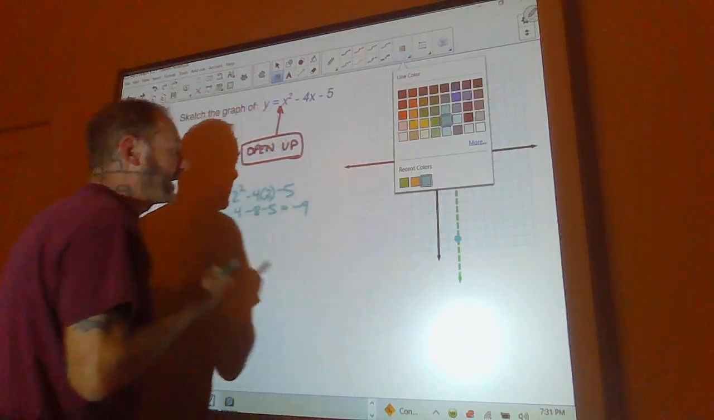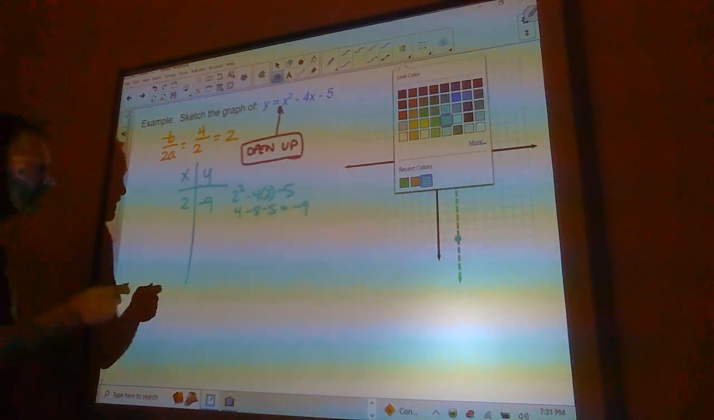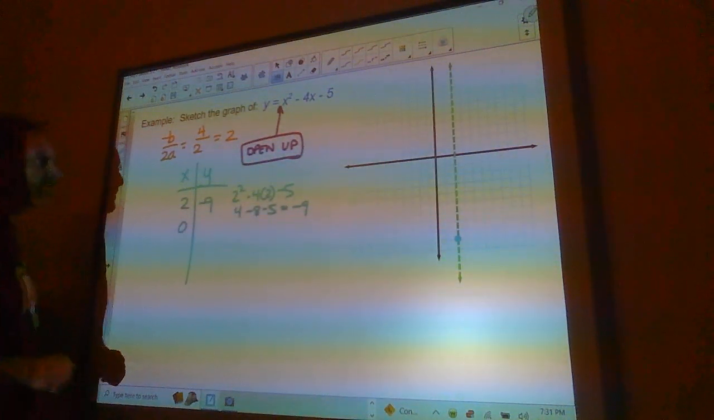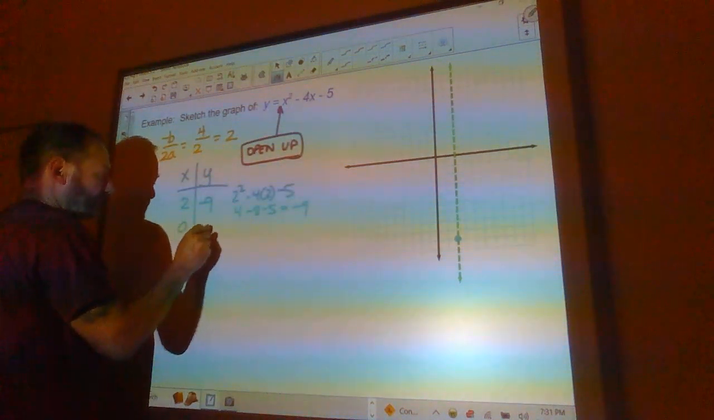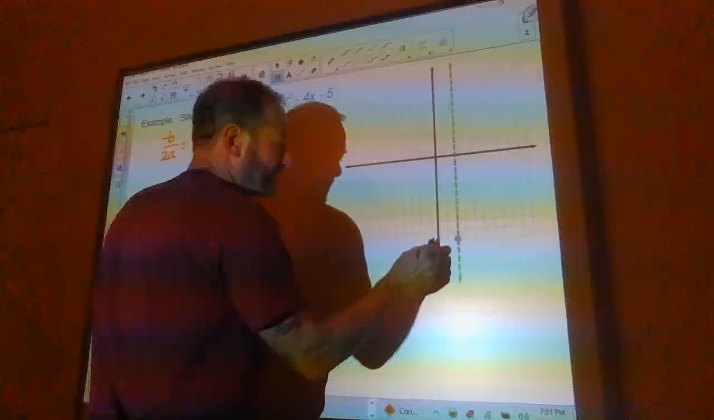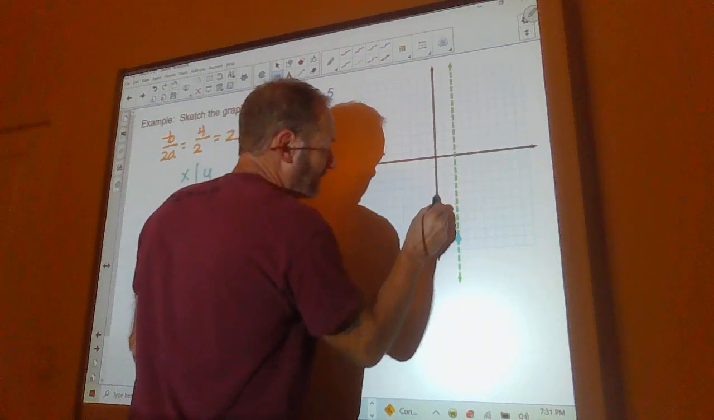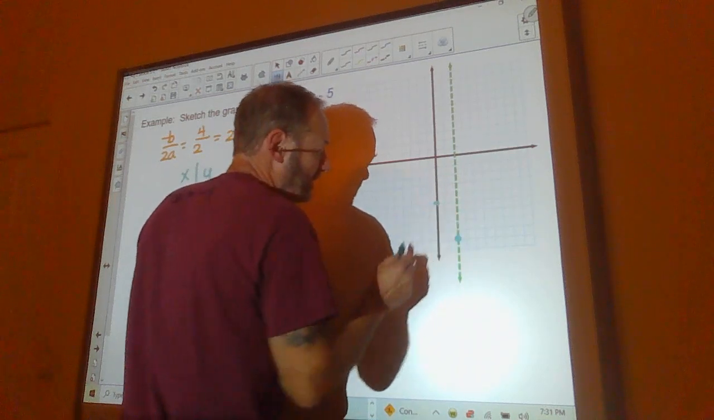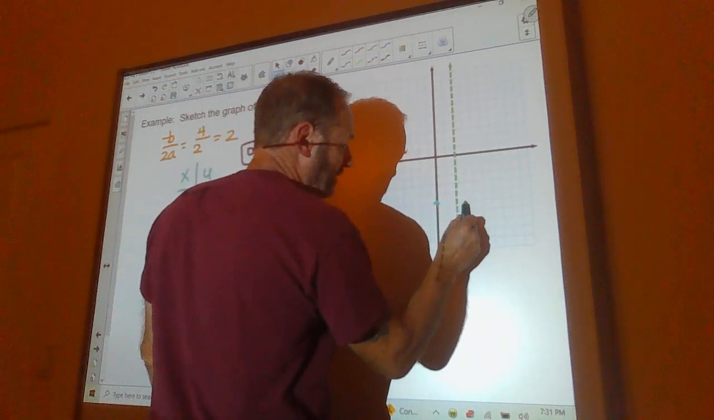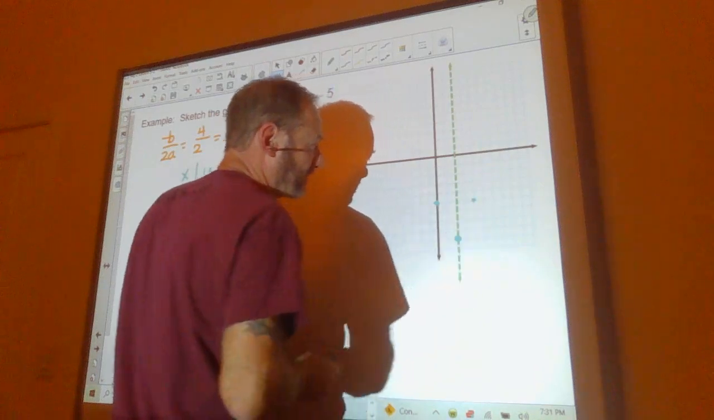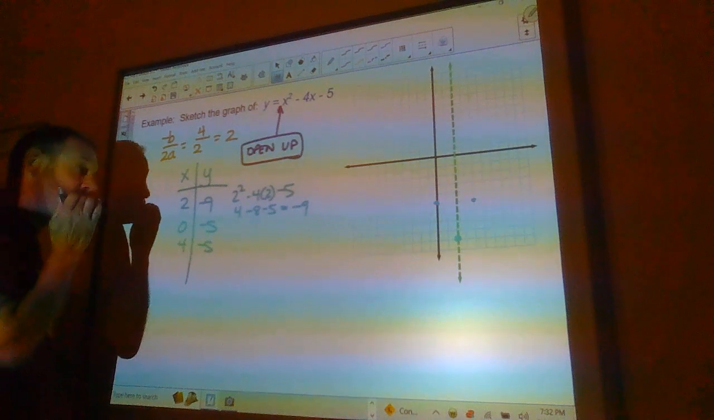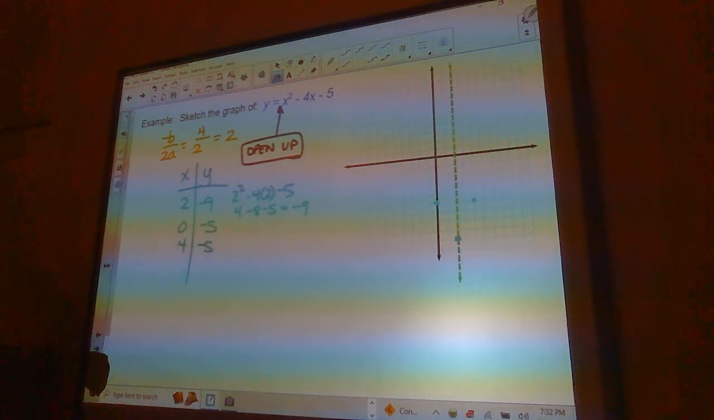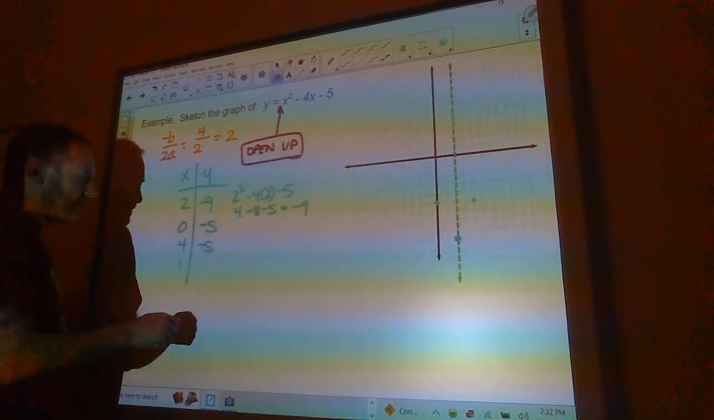Okay, and then we'll go back and we'll pick, again, 0 is my friend most of the time. So if I plug in 0, I get 0 minus 5. So 1, 2, 3, 4, 5. And to be symmetric, that's also going to give me -5 at 4. Okay, 1 is an easy one to calculate.